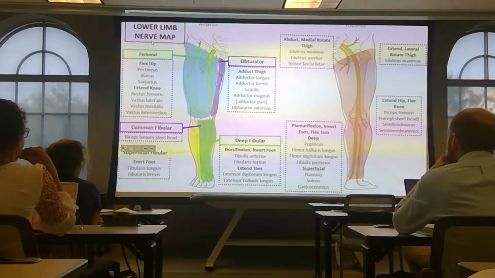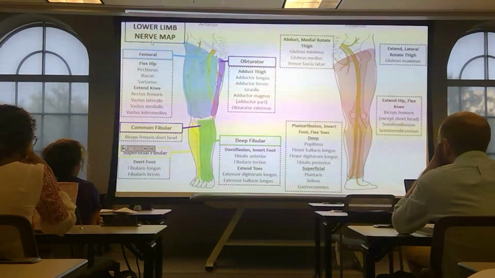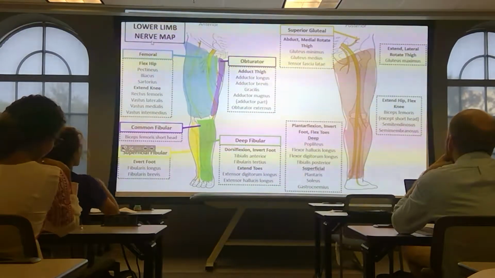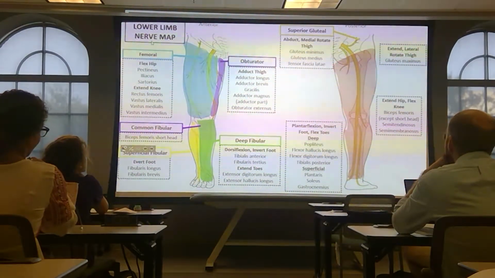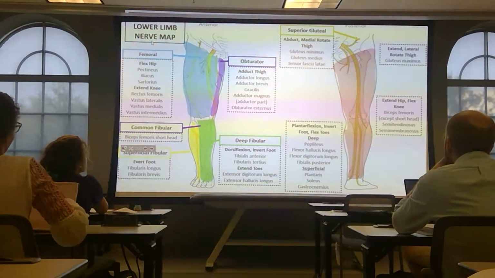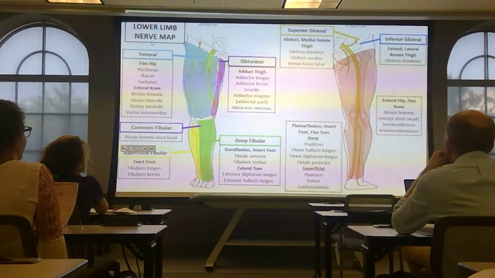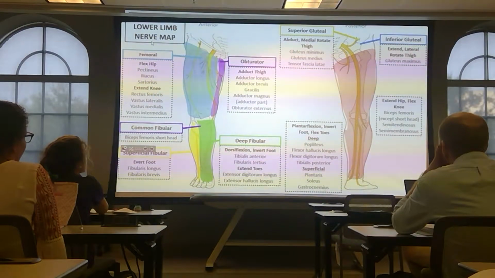Your obturator is going to do everything that adducts the thigh. So your list of muscles there is going to be adductor longus, adductor brevis, adductor magnus, the gracilis, and the obturator externus. Superior gluteal, that's going to be gluteus minimus, gluteus medius, and tensor fasciae latae, that's going to abduct and medially rotate the thigh. You have your inferior gluteal, which is gluteus maximus, that extends and laterally rotates the thigh.